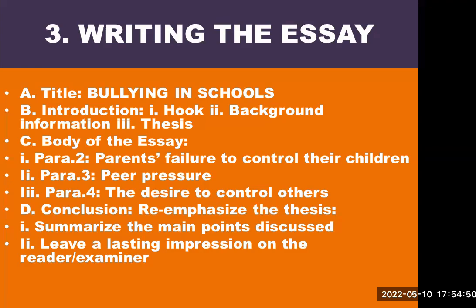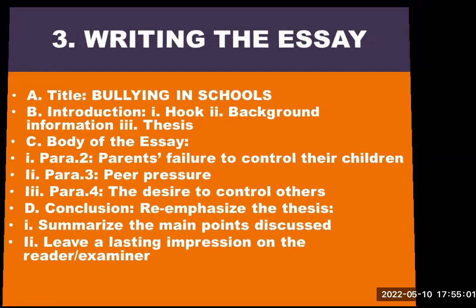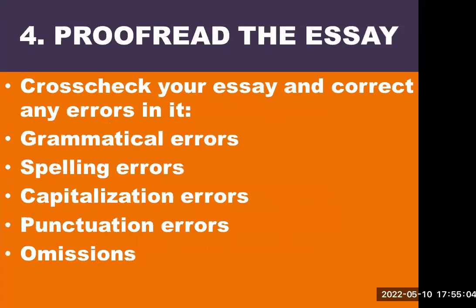And this is where you reemphasize the thesis, you summarize the main points discussed, and you make sure you leave a lasting impression on the reader or examiner. Now, the fourth step is to proofread the essay after you have written it. Cross-check your essay or composition and correct any errors in it. Don't forget that in most English exams, you lose half a mark whenever you commit an error. So you make sure you cross-check your composition and correct any errors.